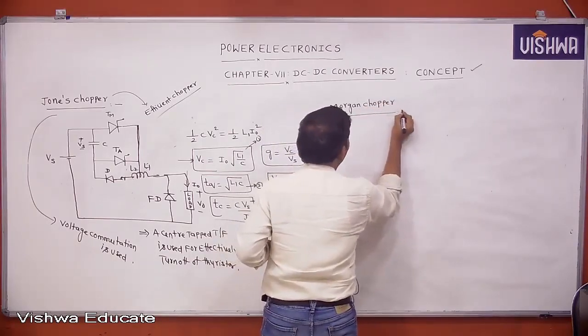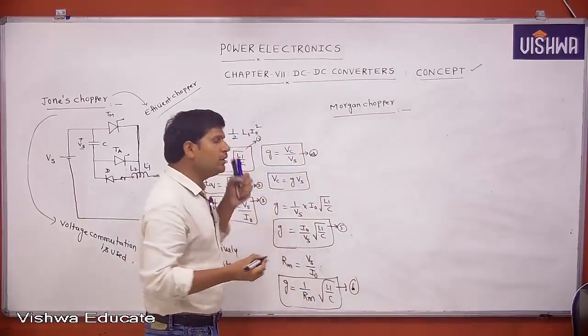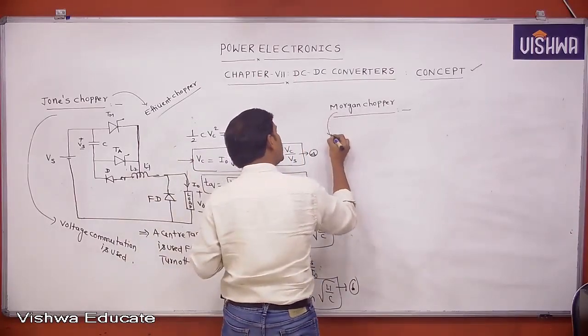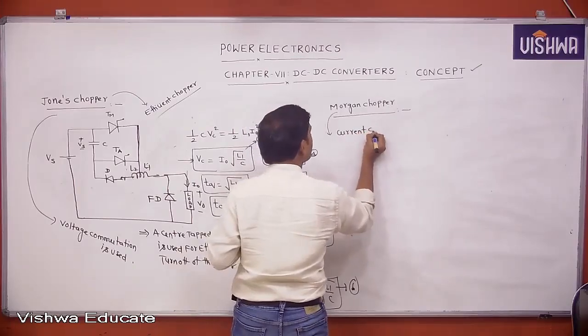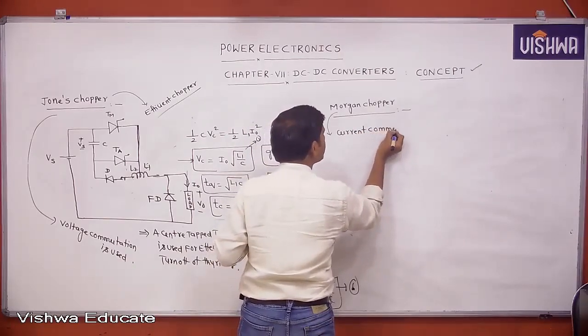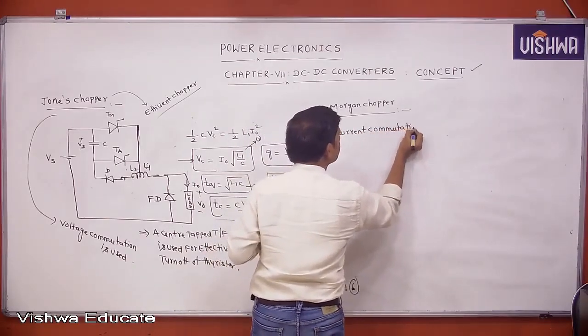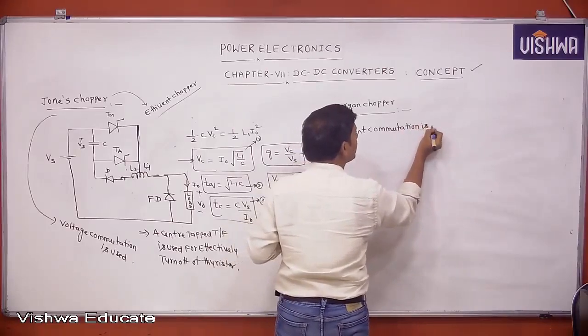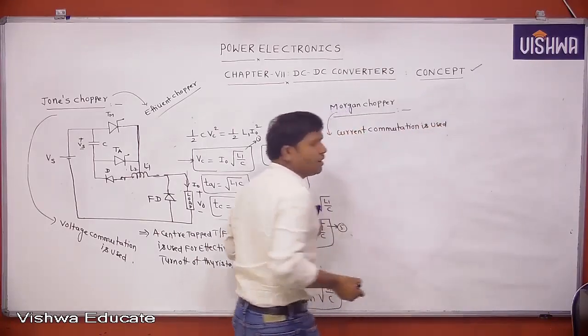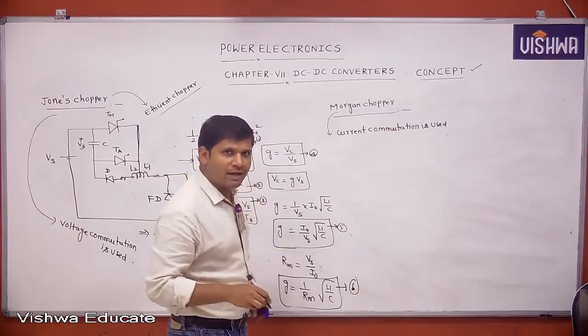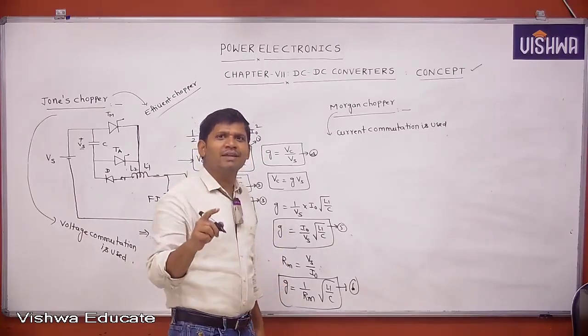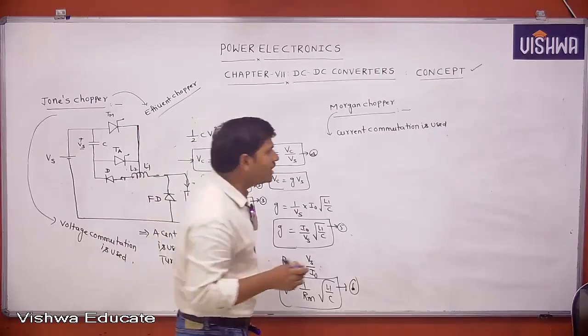In zone chopper we are using voltage commutation. In Morgan chopper we are using current commutation. But point to remember, instead of inductor we can use saturable reactor. And it consists only of the main thyristor. It does not consist of any auxiliary thyristor.